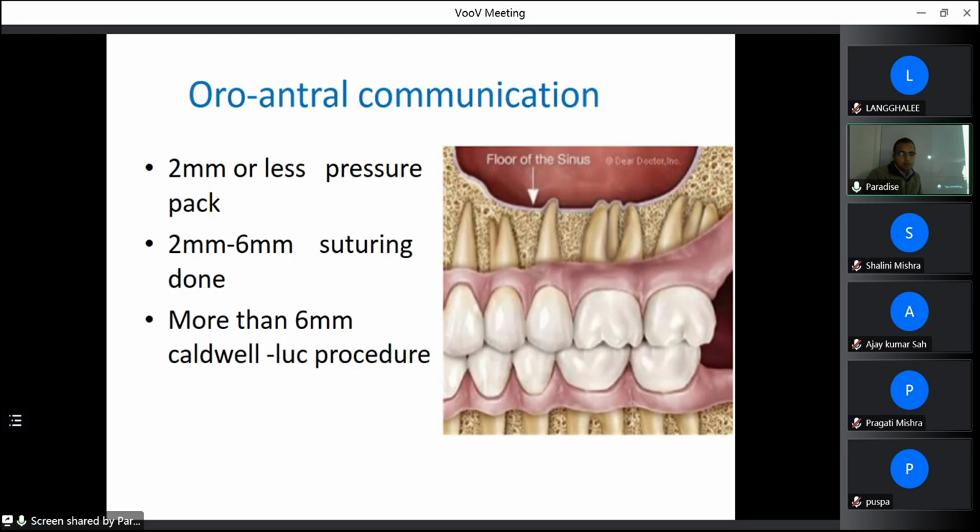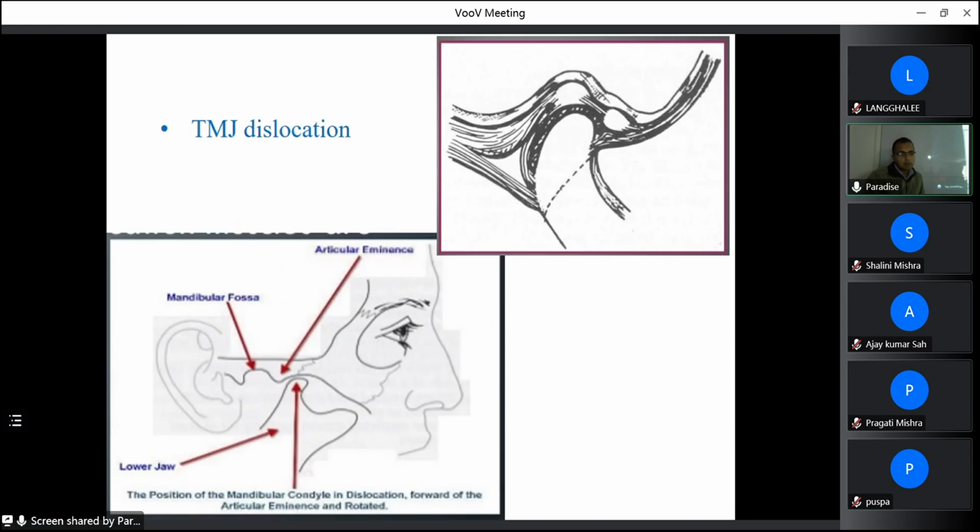In case of oroantral communication, if it is 2 mm or less, a pressure pack is sufficient. If it is between 2 mm to 6 mm, suturing should be done. If it is more than 6 mm, then you have to operate it surgically. Another complication can be TMJ dislocation.